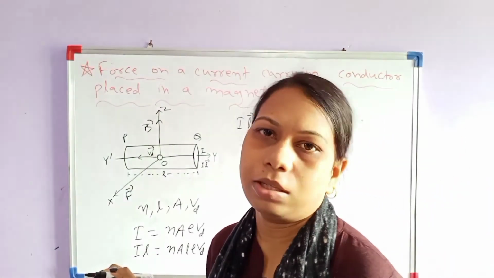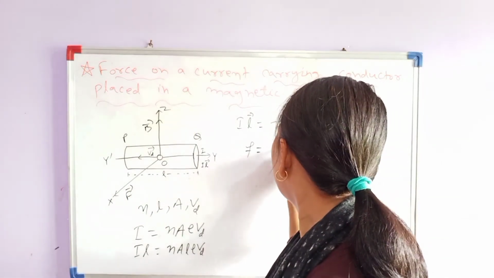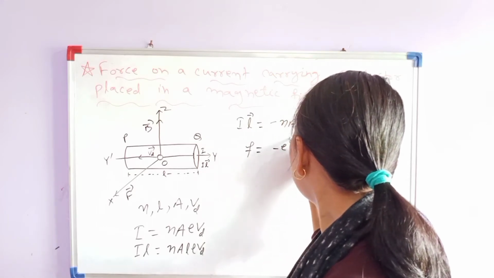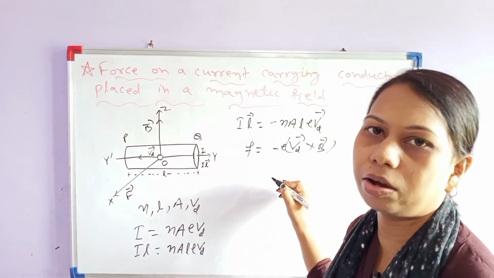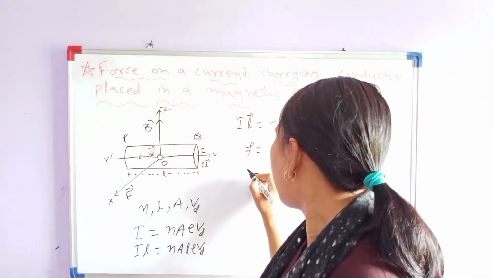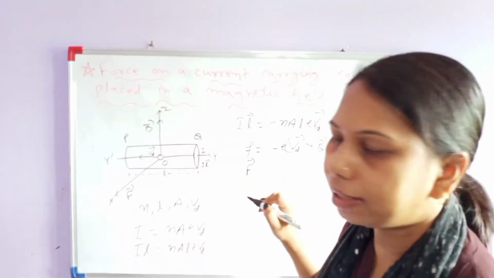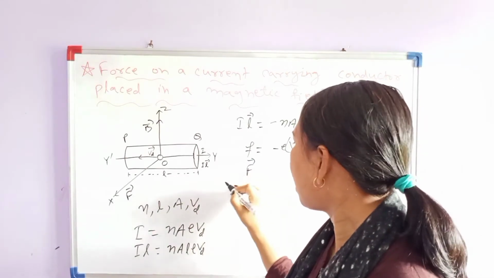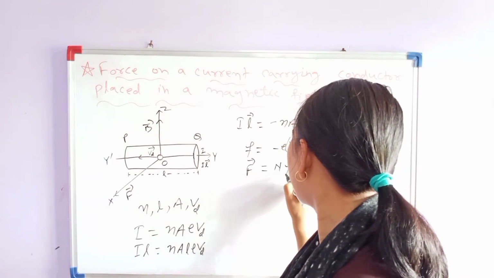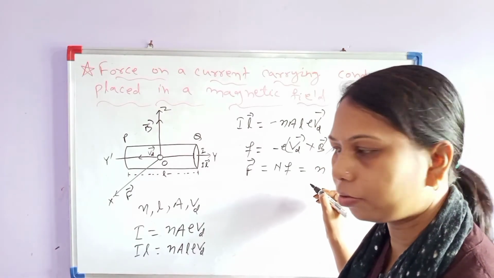Now the magnetic Lorentz force acting on a free electron is f equals minus e Vd cross B. This is the magnetic Lorentz force acting on a free electron of charge minus e. Let F be the total force on the conductor, and let capital N be the total number of free electrons. So F equals N into f. N equals how much? Here n is the number of free electrons per unit volume.